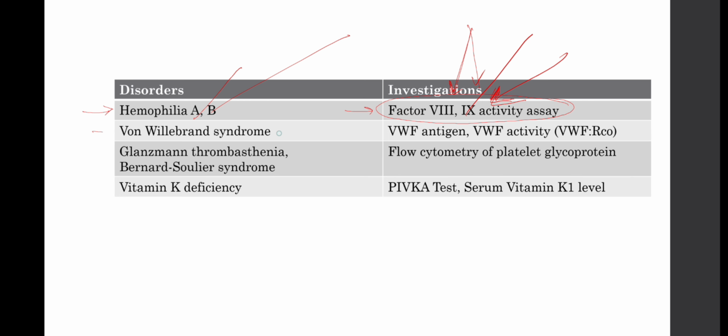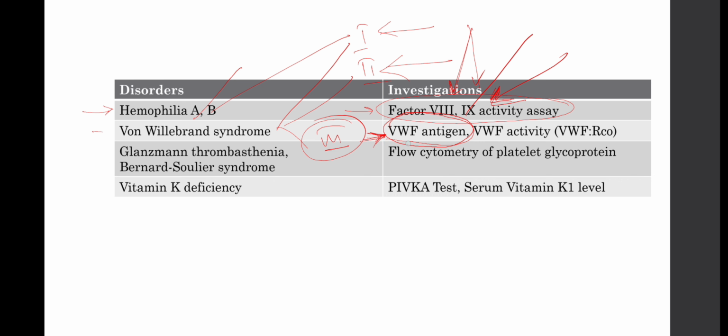Now the von Willebrand factor, as I said, is divided into three types. Type 1 has a small amount of deficiency of von Willebrand factor. Type 2 has a qualitative defect: the amount is normal, but it does not work effectively. And type 3 means complete deficiency. So von Willebrand factor antigen testing is the quantitative test.